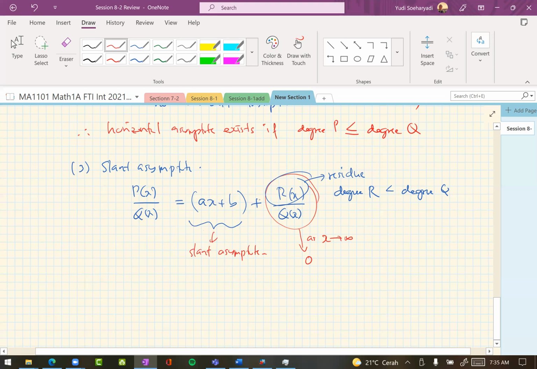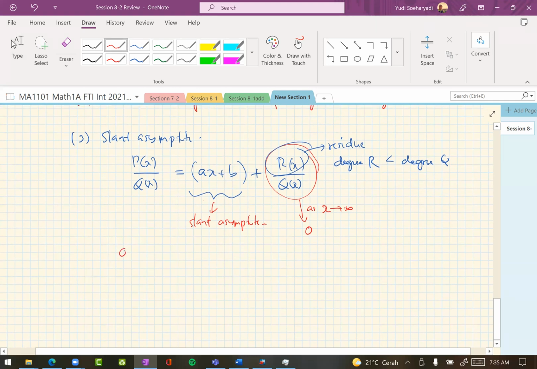This won't happen if, say, P is power 10 and Q is power 6. If you divide them up, you still have power 4. So this won't happen. It only occurs if the degree of P is one more than the degree of Q.